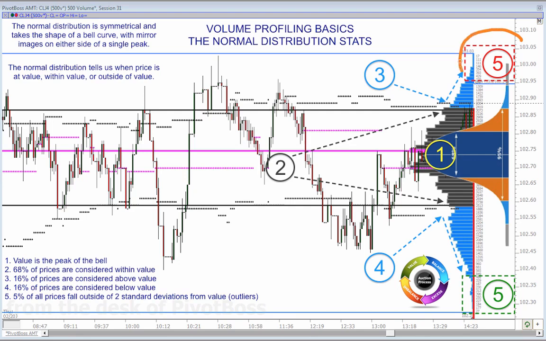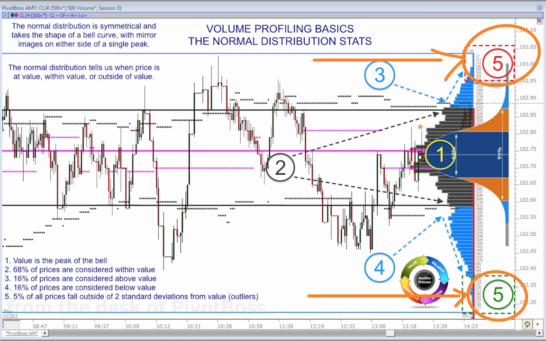Now, our goal is also to identify these outliers at the very extremes. These are in your larger LVN nodes, your low volume nodes. These are also in multiple time frame low volume nodes. So not just for a specific day, but it could be for a rolling set of days. It could be a micro composite area. It could be a composite area. It could be a single day LVN. But these are your outliers.